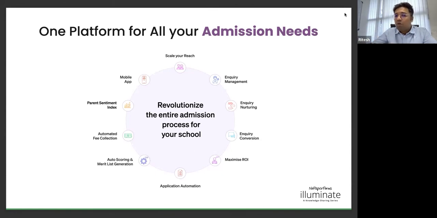So you can have inquiry conversion using this platform. You can actually maximize your ROI. You can look at the reports: what are the trends, which segment is giving you more leads and more conversion? You can actually plan your spend accordingly.